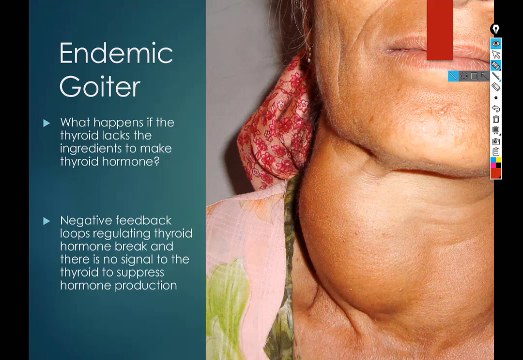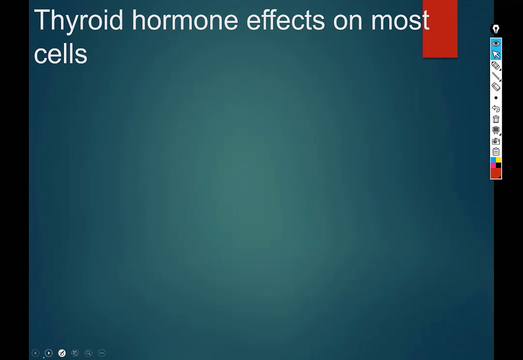This is the little thyroid being like, can't make T3 and T4. Frowny face. So we're going to practice with feedback loops like that on the case study activities.